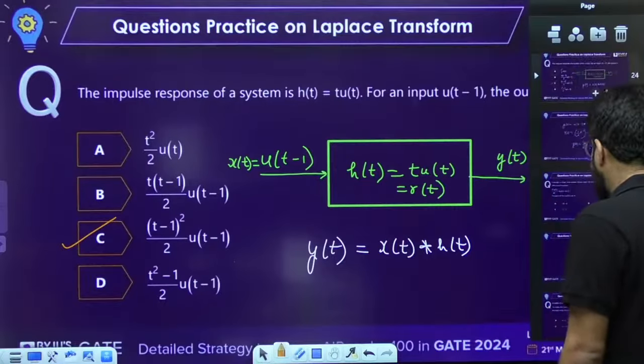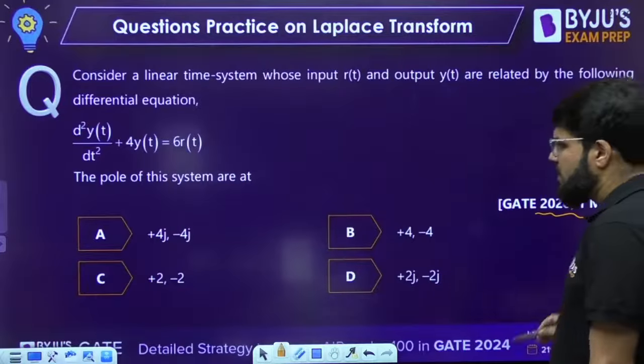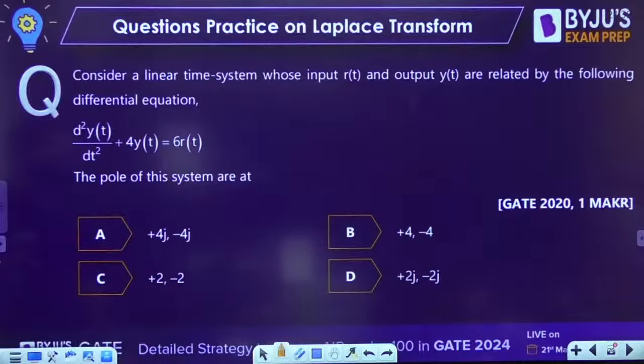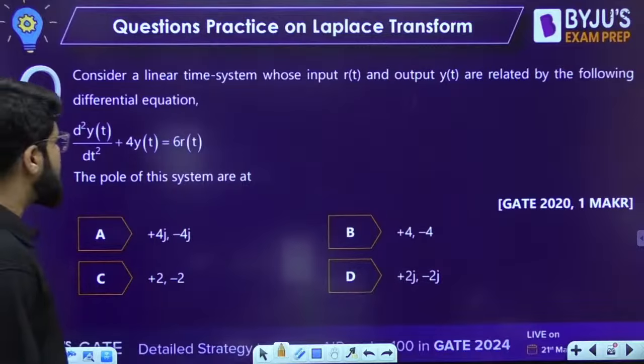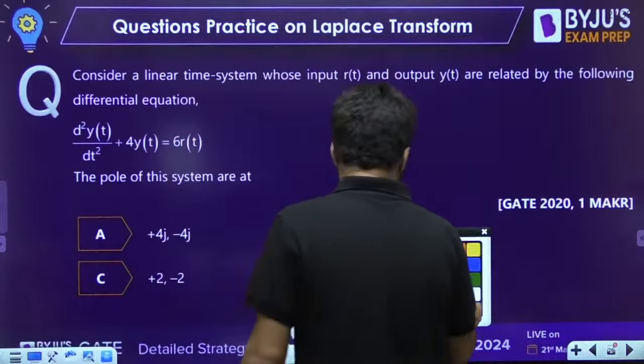Taking you towards a simple GATE 1 mark question. Consider a linear time invariant system whose input r(t) and output y(t) are related by the following differential equation: d2y by dt square plus 4y(t) is equal to 6r(t). What are the poles of the system? Sometimes it can be very simple, just determining the poles here.